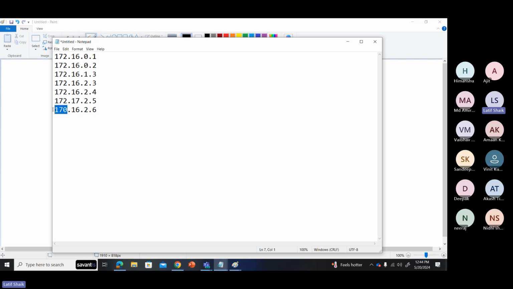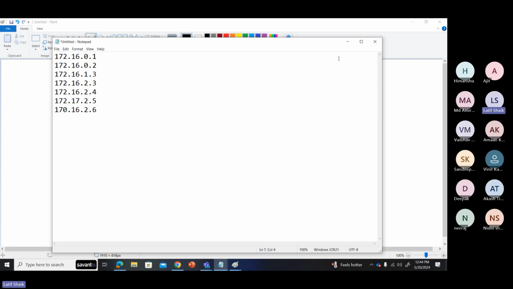Okay, this is a different network. So these two devices cannot communicate with these five devices. This device won't communicate with these five. This device cannot communicate with these five, and these two also cannot communicate with each other. So why? Because they are on different networks.